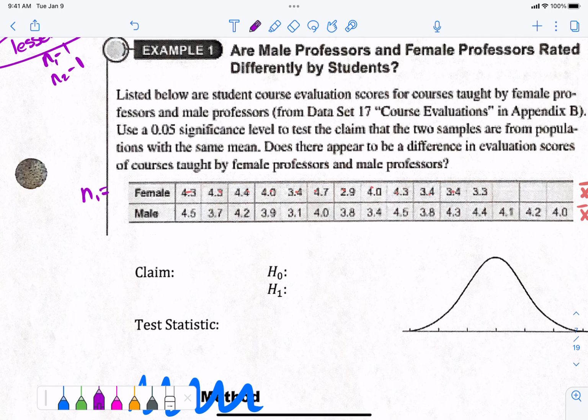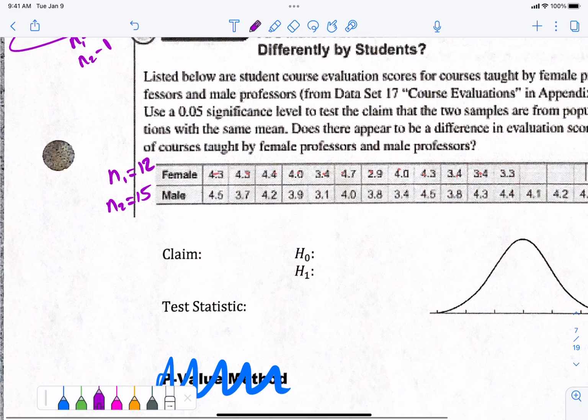12 females. And N2, how many males do we have? 15, right? So when we are going to do degrees of freedom, how many degrees of freedom do we use? 11. Not 14, 11. Got it? It's the lesser of the two. So I'm going to write that down over there. So write that down off to the side.